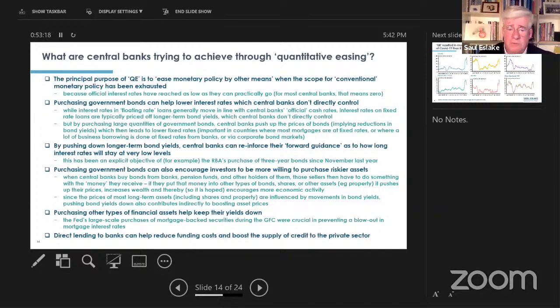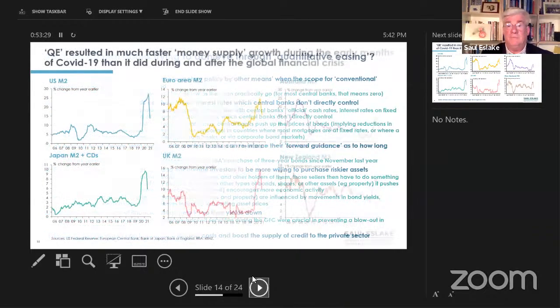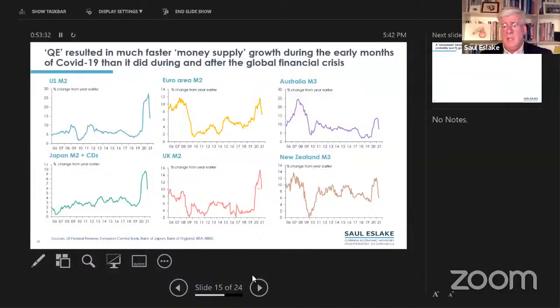And then finally, direct lending to banks by the central bank can and has boosted the supply of credit to the private sector and brought down the rates at which that credit is made available to households and businesses. Now, as I said, this is about creating money.